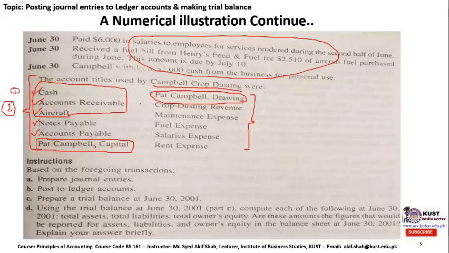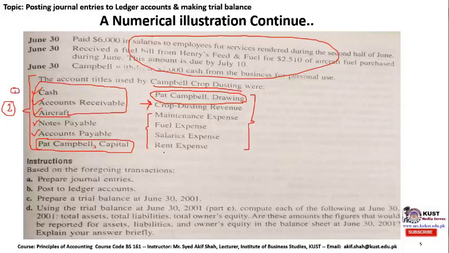And after that, we will have crop dusting revenue. This title shall be used for recording the revenue transaction. After that, we will have four different kinds of expenses named maintenance expense, fuel expense, salaries expense, and rent expense. So basically, these account titles will be used to record the debit and credit entries in the journal, which we'll see shortly in this lecture.